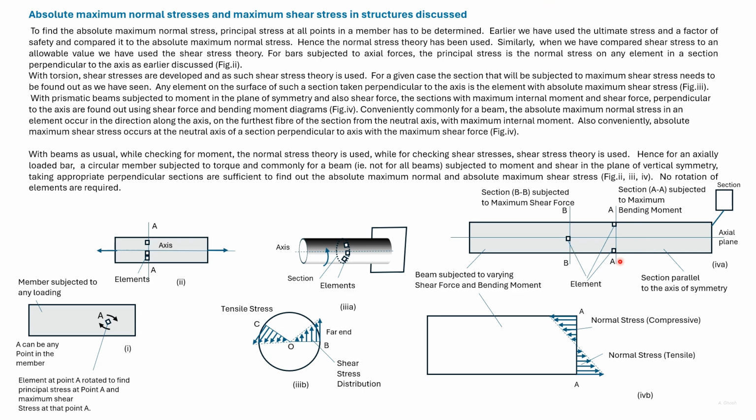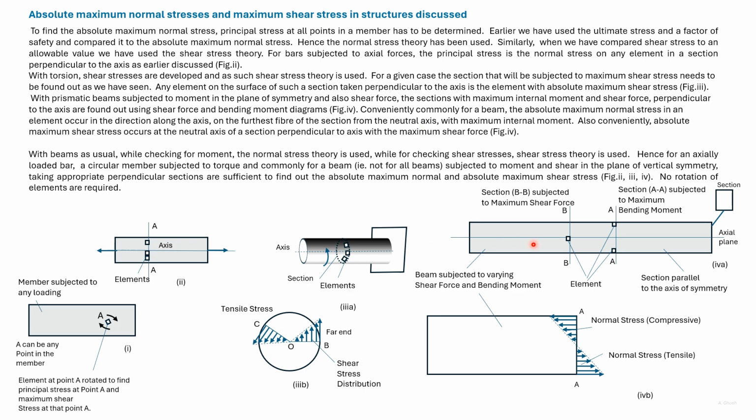For moment, we use the normal stress theory in beam, and for shear force, we use the shear stress theory in beam. For a circular bar subject to torque, we use the shear stress theory. For these two cases where we use the normal stress theory, the sections were taken perpendicular to the axis of the beam, with the faces of the elements aligned with the sections.